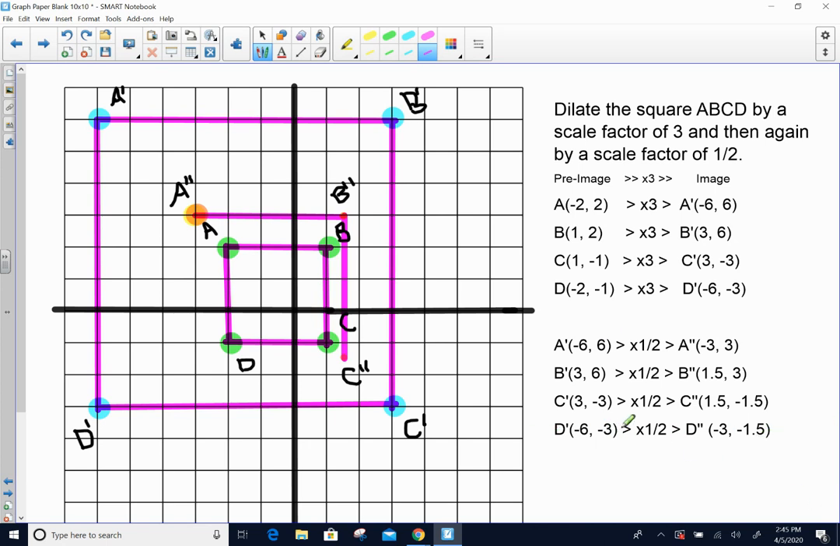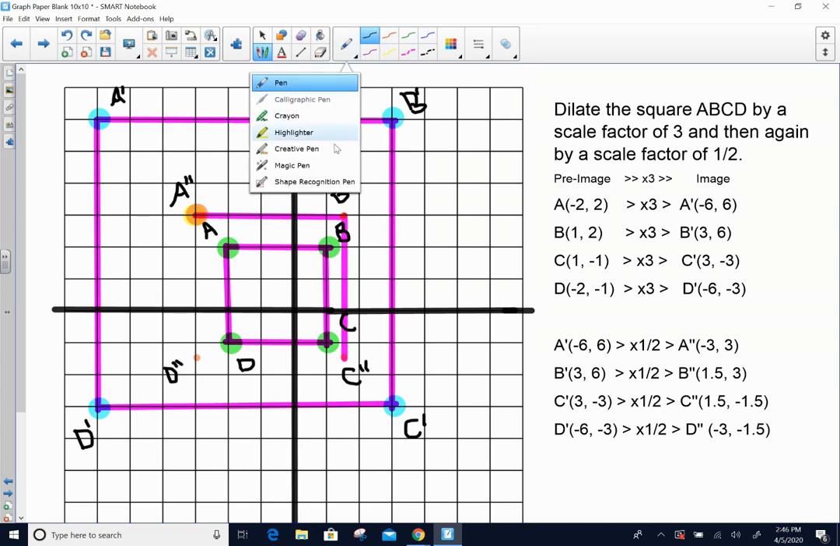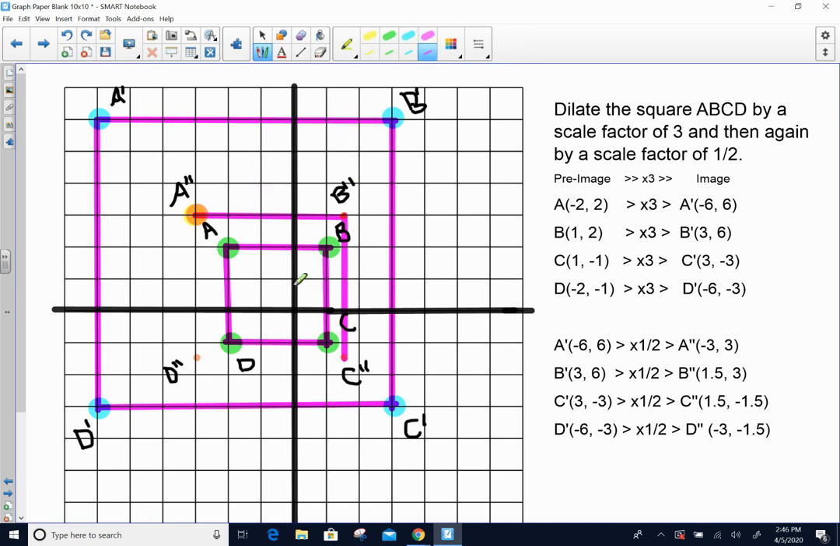And then I have my D double prime. That's -3, -1.5. Going to my orange here. -3 means I'm going to the left. 1, 2, 3. -1.5, I'm going down for Y again. And I go down 1. I can't go all the way down to 2 because it's 0.5, so I'm only going halfway. Right there is my D double prime. And I will connect these last points.